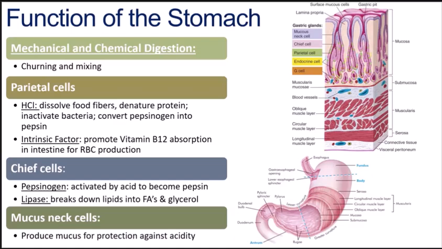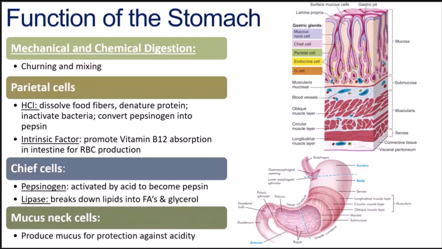Chief cells are what produce pepsinogen, which, as we know, in an acidic environment will convert to pepsin, that enzyme that breaks down proteins. Chief cells also produce lipase, an enzyme, with lip referring to lipid and the ase referring to an enzyme. Lipase will hydrolyze lipids into fatty acids and glycerol, so it breaks down lipids into their smaller components.